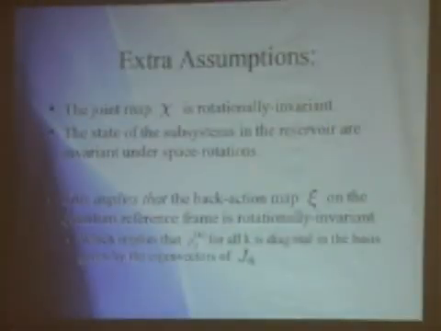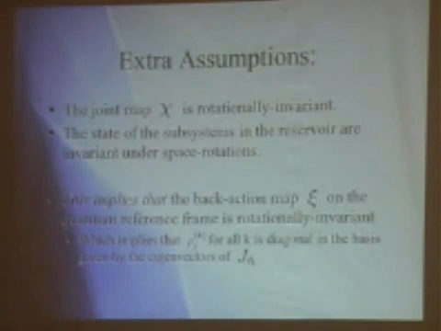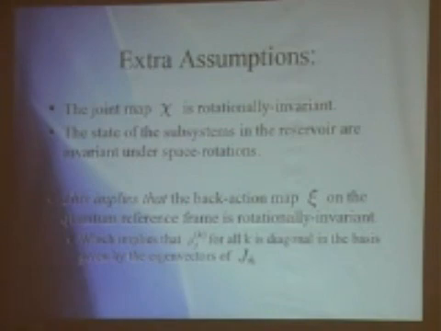So I said that I was making two assumptions: that chi is covariant with respect to SU(2), and that the state of the subsystem was invariant under space rotation. This actually implies that the back-action map Z that's applied on the quantum reference frame is also covariant with respect to SU(2). By the way, when I wrote that this was invariant, I mean it as a synonym of covariant with respect to SU(2).